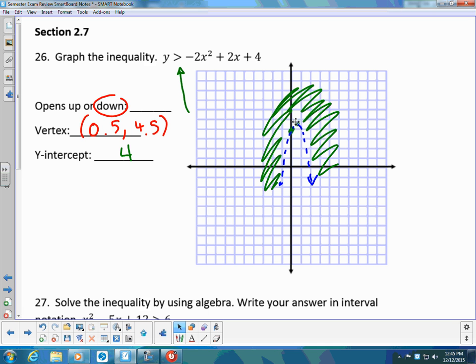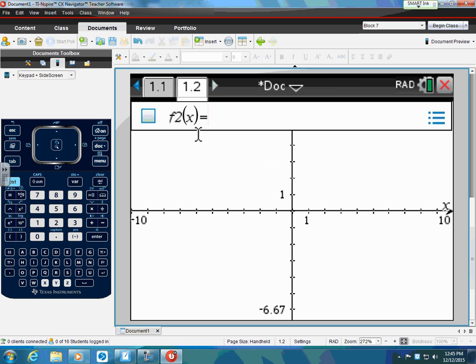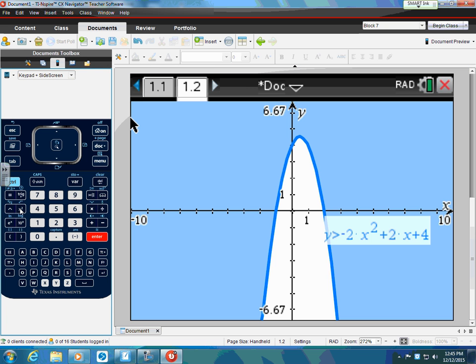And we can also get that same graph by doing this on our calculator. I'm going to add a new graphs page, and if I go to a graphs page and I just do a backspace, and I want to do greater than, it changes it to y greater than. I want negative 2x squared plus 2x plus 4, and there's our same graph, and you can see it is shaded above.